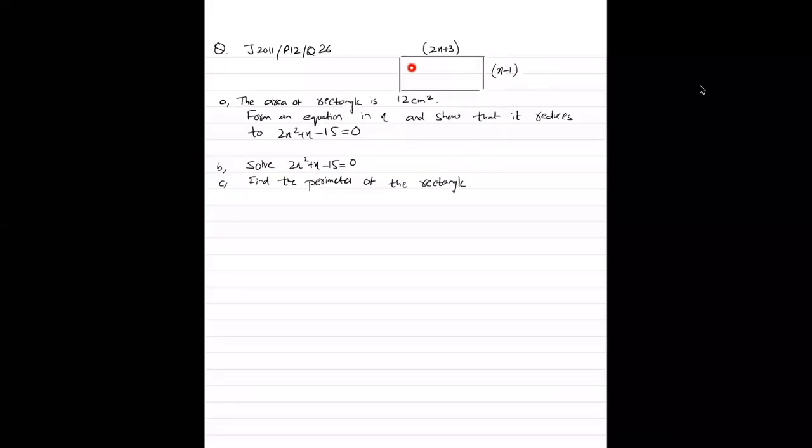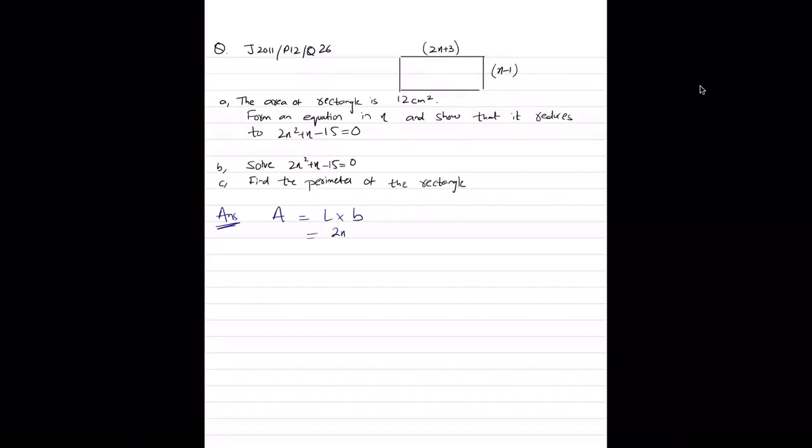So in this question, you have been given a rectangle with length 2x plus 3 and width x minus 1. The area of the rectangle is given to you as 12. You need to form an equation in x and show that it reduces to 2x square plus x minus 15 equals 0. So the way you are going to start is by recalling the area of a rectangle, that is length times breadth.